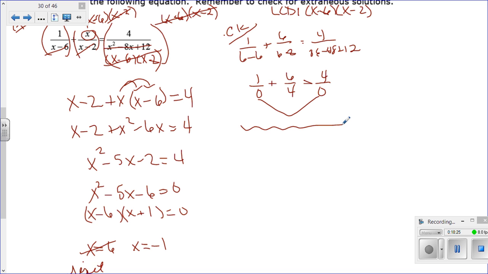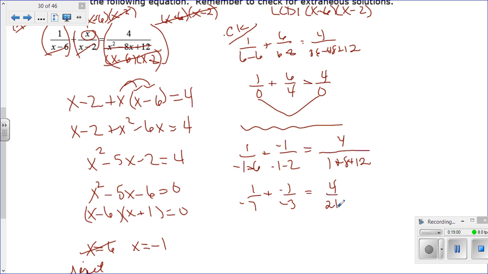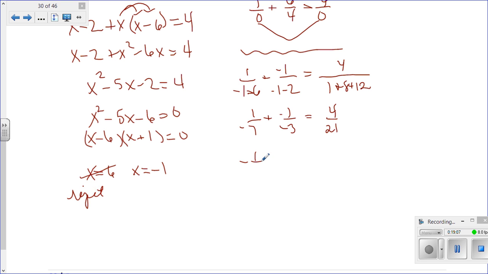So, check number 2. 1 over negative 1 minus 6 plus negative 1 over negative 1 minus 2 equals 4 over, when I put in negative 1, I will have 1, and then it becomes a plus 8 plus 12. So I have 1 over negative 7, plus a negative 1 over a negative 3 equals 4 over 21. So I have negative 1/7. I'm just going to make the whole fraction negative. And here I have two negatives, so it becomes plus 1/3 equals 4/21.